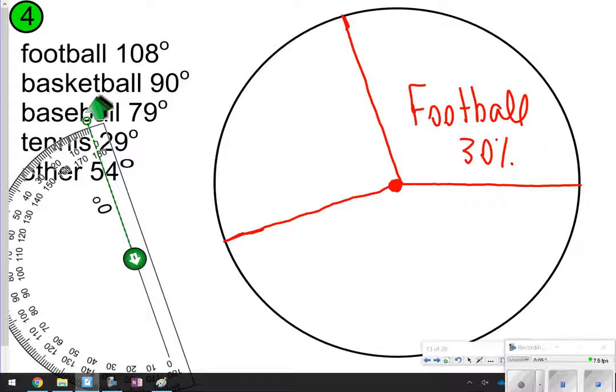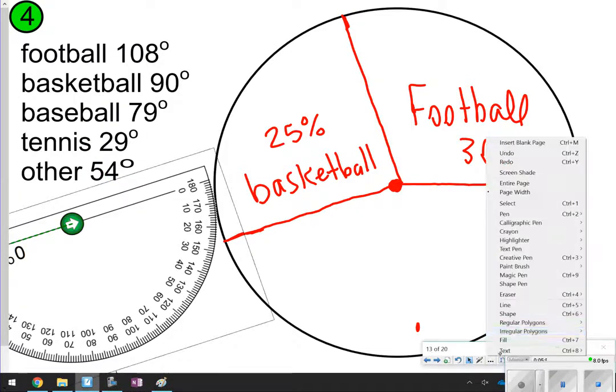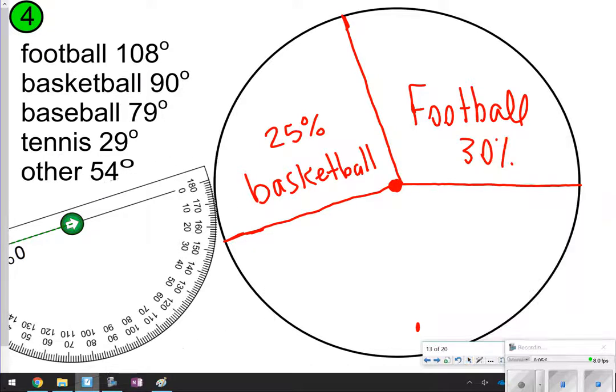That might look a little awkward on your screen, but I essentially have rotated my screen to line up what was going on here. Okay, and you're going to keep doing that for each. So I've already rotated my screen again and found the degree measurement. So it's 79 degrees for baseball. And right now I'm just making my tick mark.